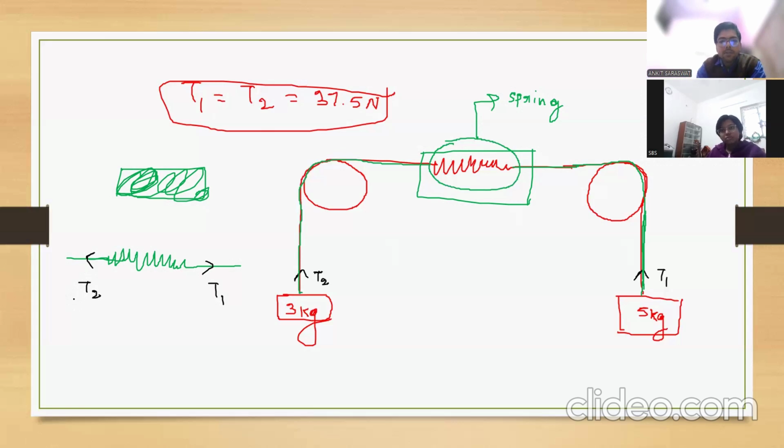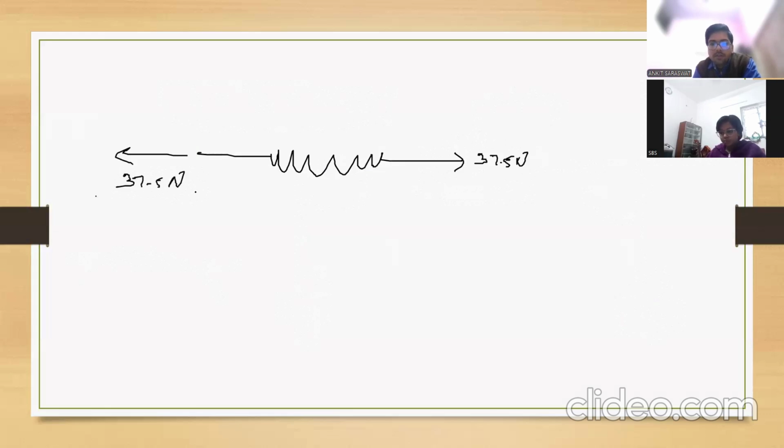Okay, 37.5 Newton means this is the spring. 37.5 Newton here. Don't say, sir, net force is zero, so there is no elongation. Don't say this is a spring. In this case you can check 37.5 Newton.